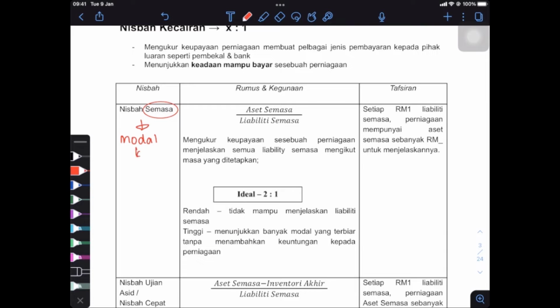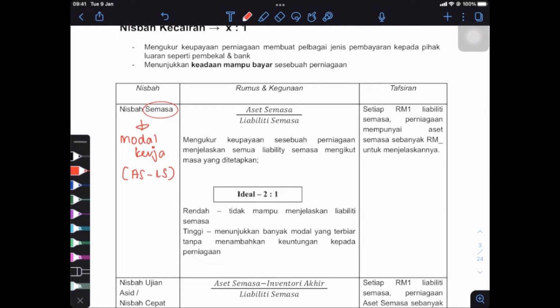Do you remember modal kerja? How do you calculate it, or where do you see modal kerja? PKK. Yep. Thank you. So modal kerja, we get it from your PKK. It's the part where we use asset semasa total minus liability semasa total. And that's where we get our modal kerja.